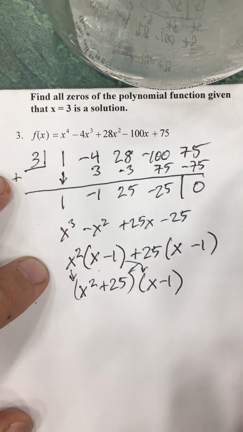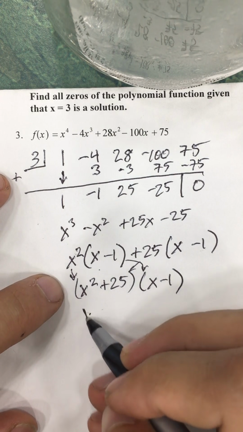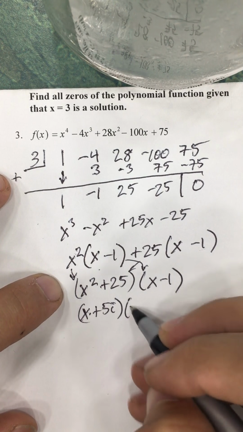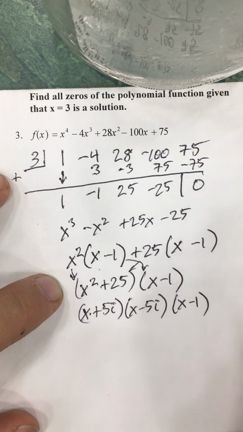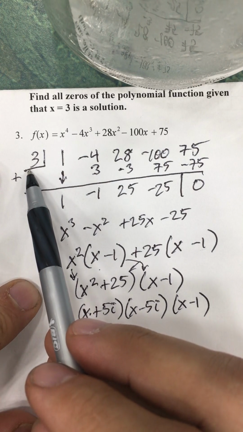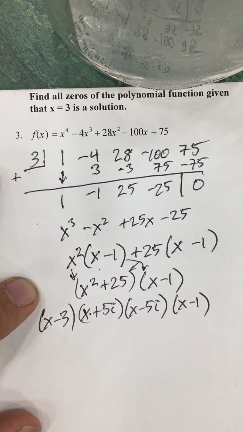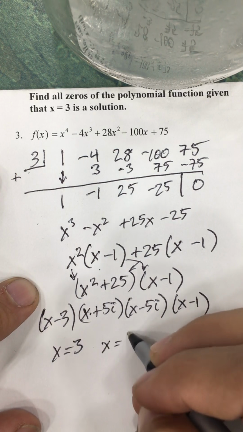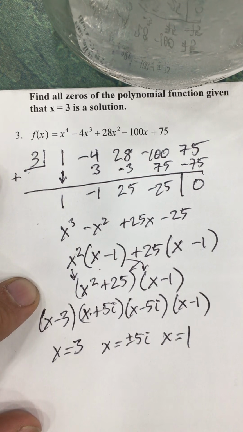So when it says find all the zeros, these are going to be imaginary. So eventually you're going to learn that this is going to break down into x plus 5i, okay, and x minus 5i, and then this is x minus 1. And then this right here, since that's a solution, this is going to be x minus 3. Okay, so if we look at that right there, then this is going to be x is equal to 3. X is equal to plus or minus 5i, and this is going to be x is equal to 1. So that is all the roots.